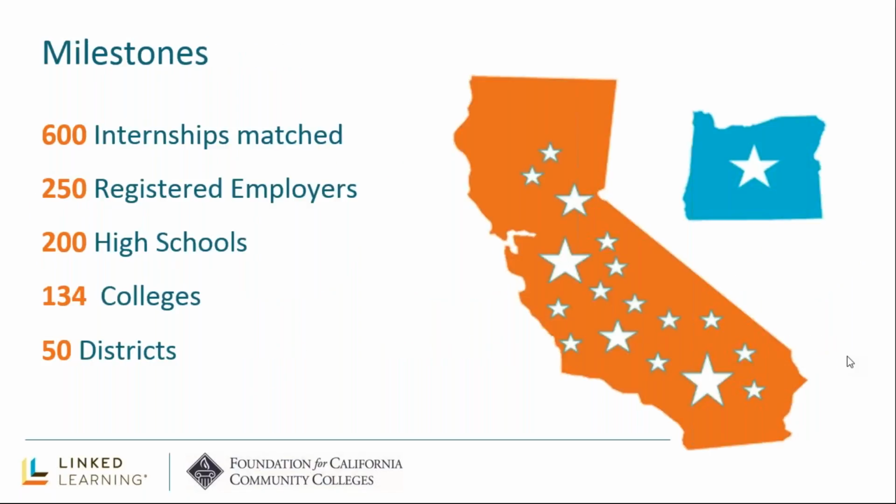We are happy to announce that today LaunchPath has matched over 600 internships throughout California and in Portland, Oregon. LaunchPath has 250 registered employers, 200 high schools, 134 community colleges, and 50 school districts. Thank you for listening about LaunchPath and its evolution from an internship brokering site to a work-based learning management tool.